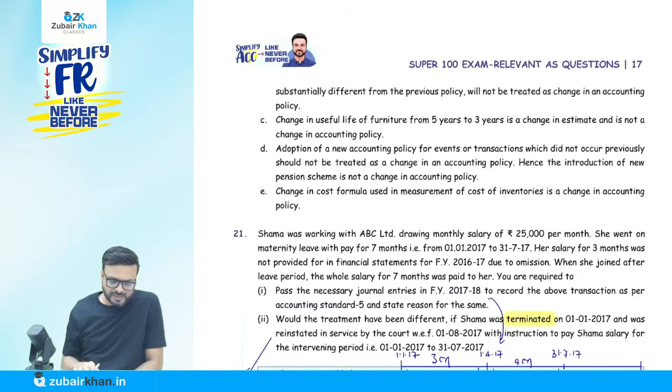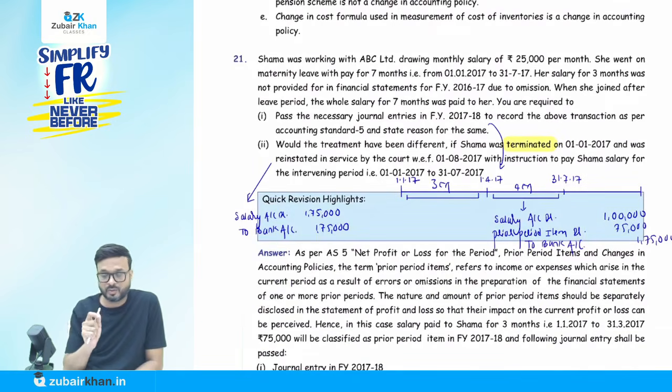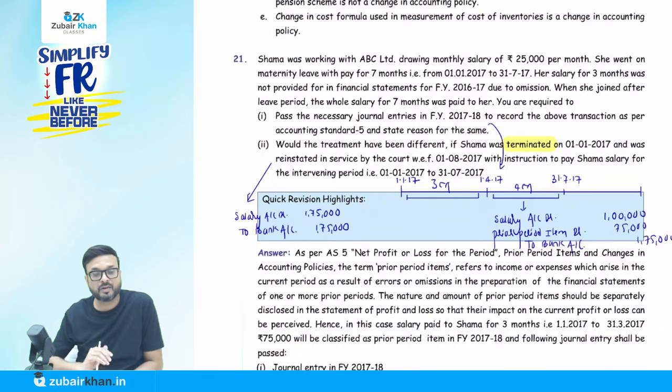Okay. Trust me, you have so much potential. You are going to score 60% in advanced accounts even through these revisions alone. Be positive. You have so much potential.